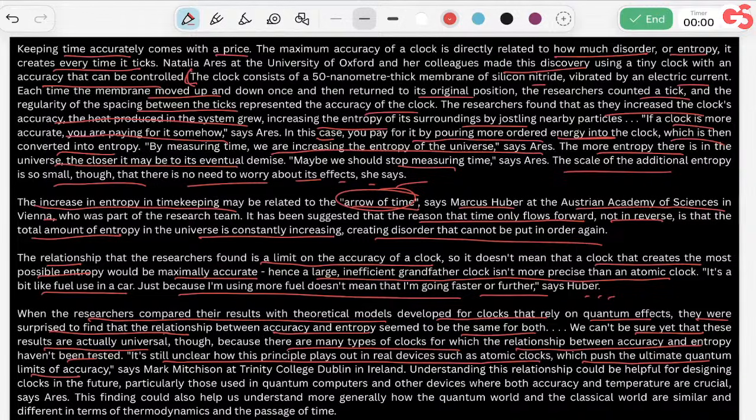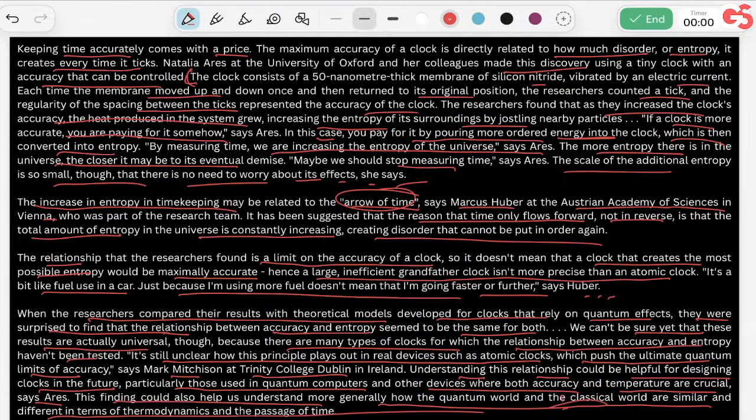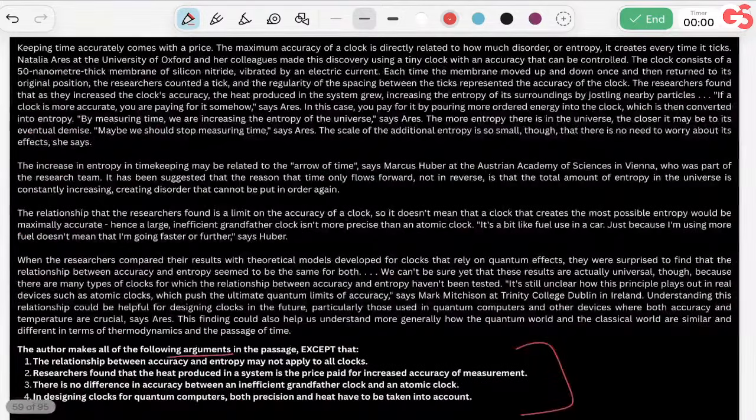of accuracy. अच्छा ठीक है, मतलब एटॉमिक क्लॉक्स में एकदम क्लियर एक्यूरेसी होती है, says Mark Mitchison at Trinity College Dublin in Ireland. Understanding this relationship could be helpful for designing clocks in the future, particularly those used in quantum computers, other devices where both accuracy and temperature are crucial, says Harris. This finding could also help us understand more generally how the quantum world and the classical world are similar and different in terms of thermodynamics and the passage of time. ठीक है, चलो देखते हैं.